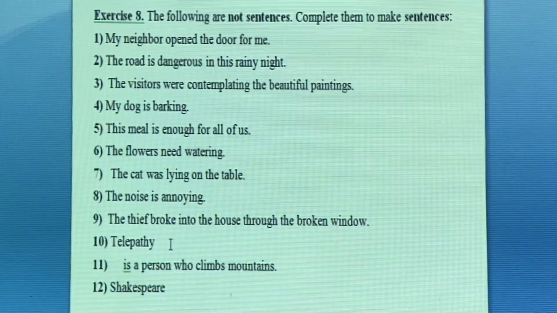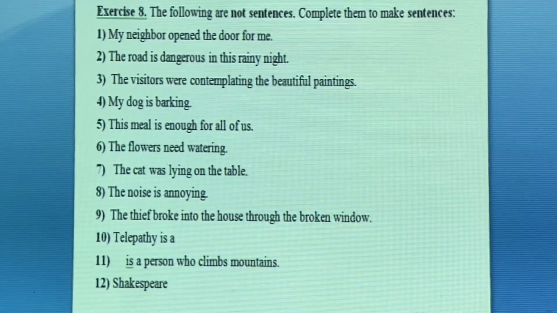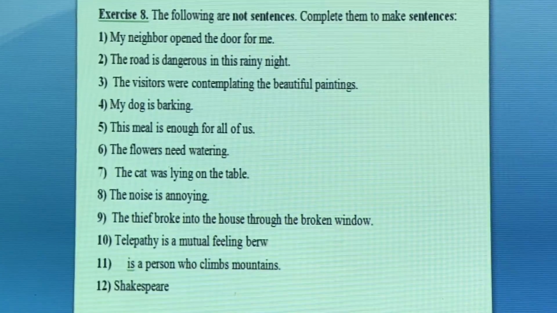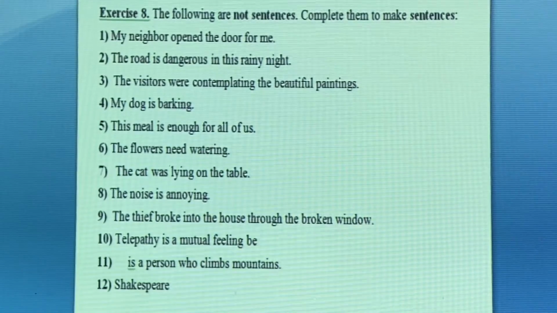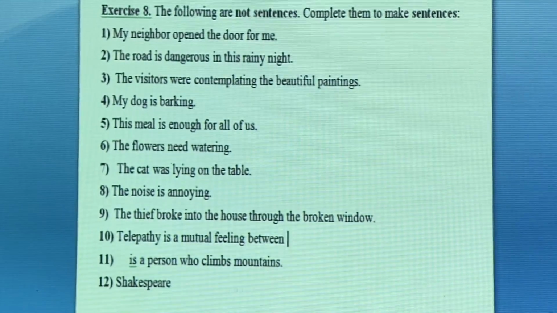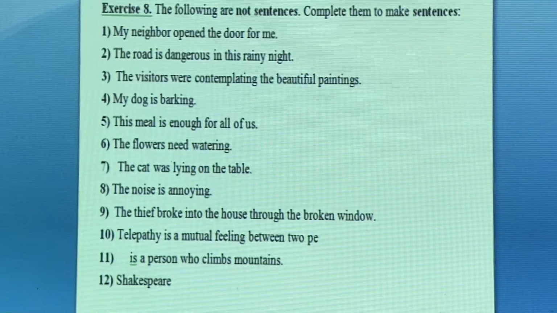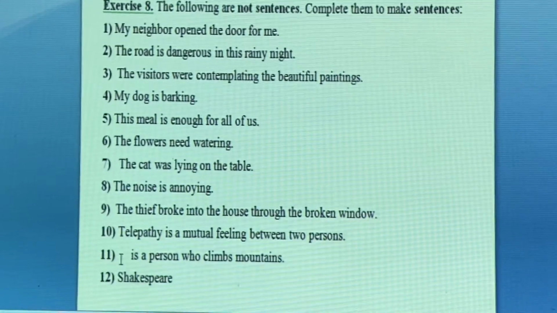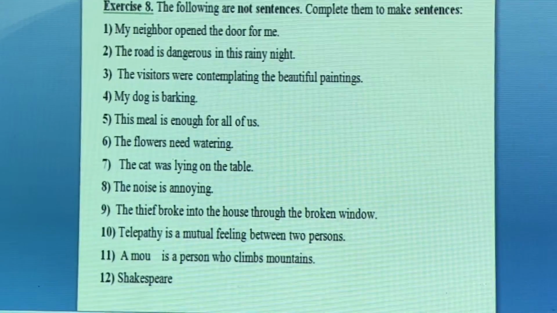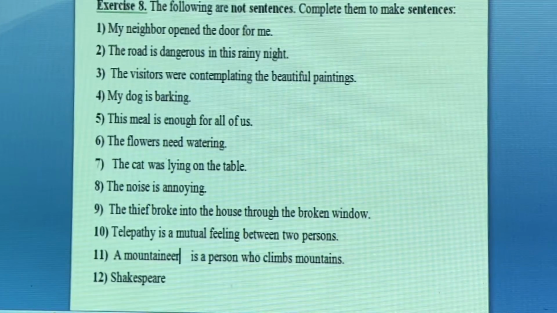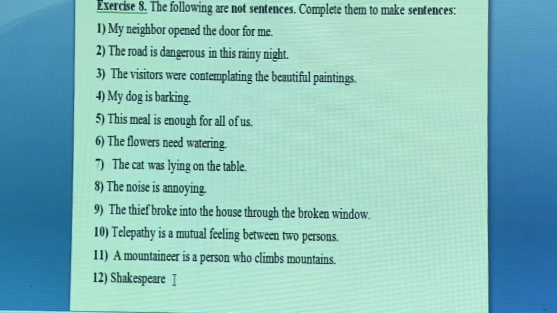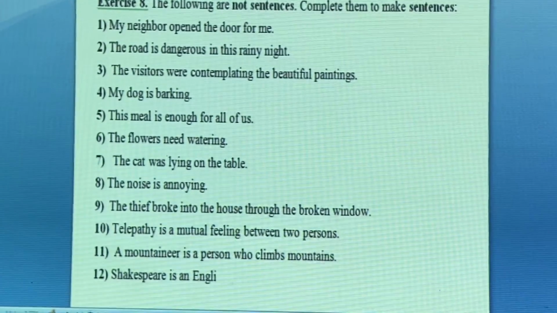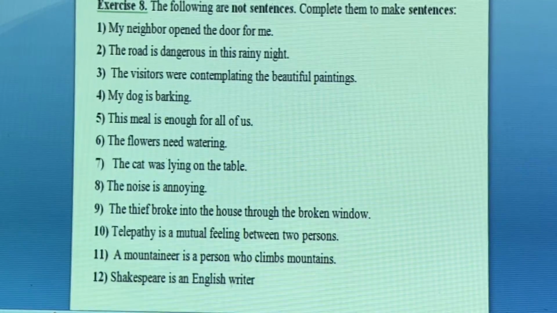Telepathy. What is telepathy? Telepathy is a mutual feeling between two persons. So it is a mutual feeling between two persons. A mountaineer is a person who likes climbing mountains. Shakespeare is an English writer. His full name is William Shakespeare.